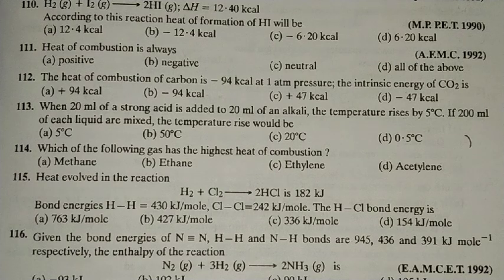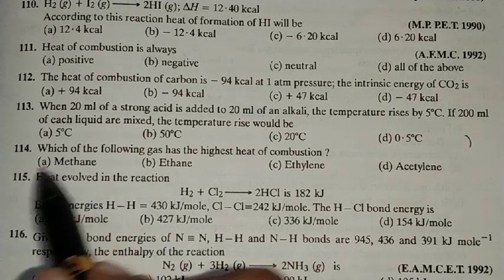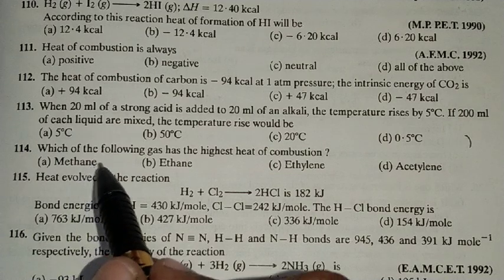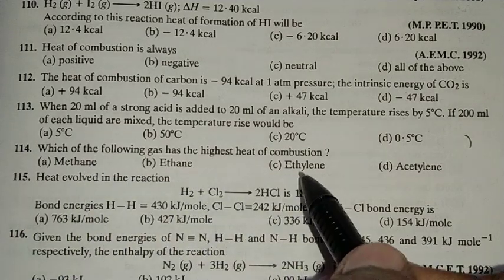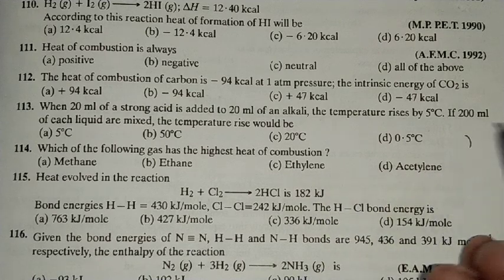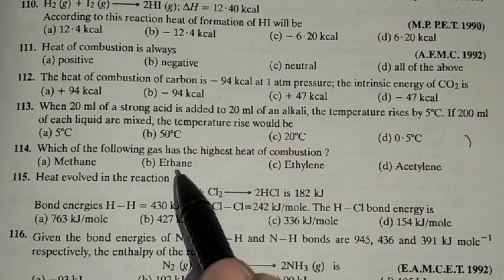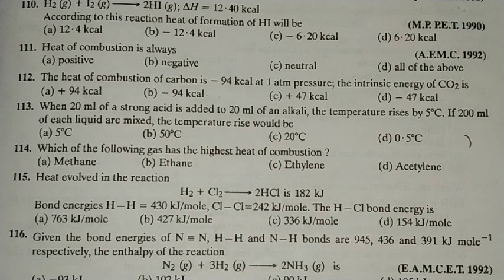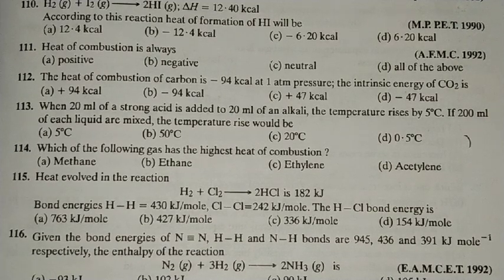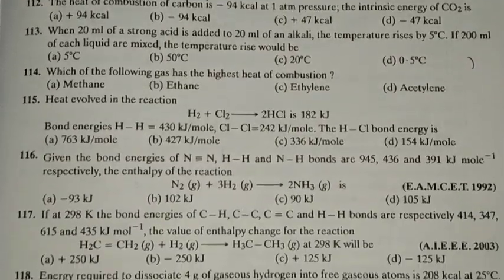Which of the following has the highest heat of combustion? Generally, heat of combustion is directly proportional to molar mass. Very simple. So what are the options given here? Methane CH4, ethane C2H6, ethylene C2H4 and acetylene C2H2. Among these four, which substance has more molecular weight? Ultimately ethane, C2H6. So the small logic is, if molar mass is more, then heat of combustion is also more. Is it clear? Right. Look at the next question.